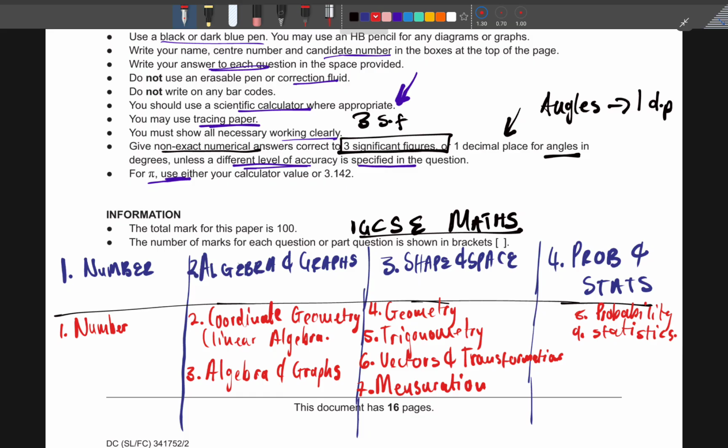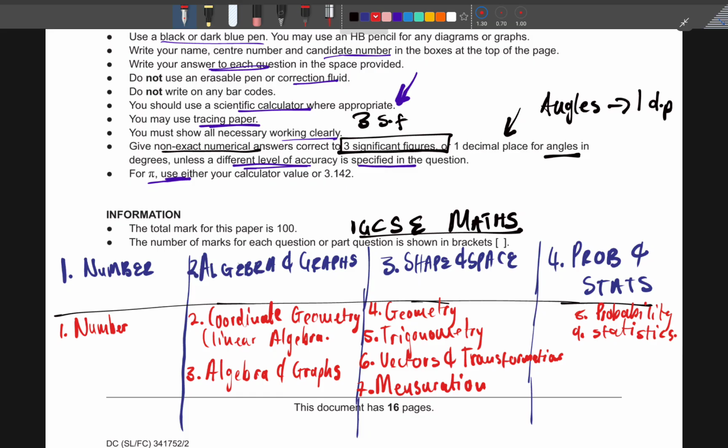Then you go to graphs. But the graphs will not include graph of sine, cos, and tan. Those ones are separate. They are from trig. But every other graph is from here. Then what else? Functions. Then what else? Differentiation. Then what else? Completing the square. Then what else? Sequences. All these things are going to be coming in your algebra and graphs.